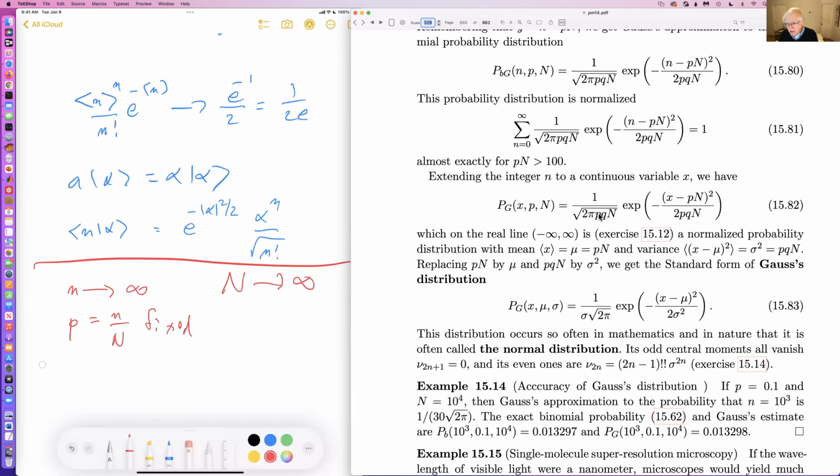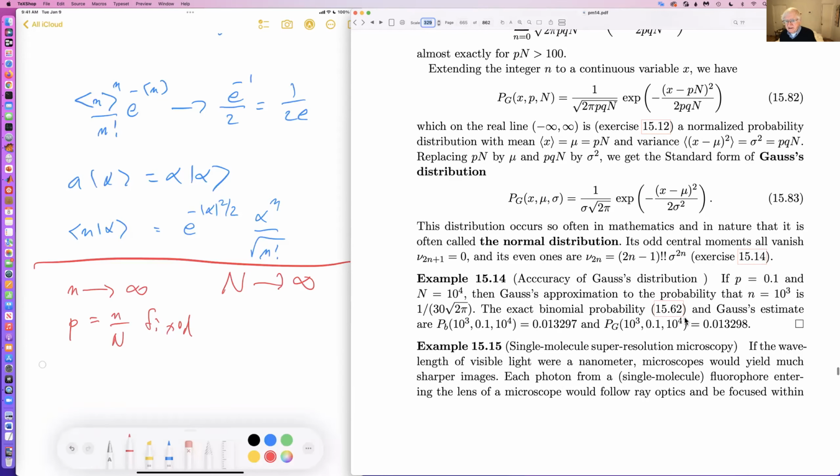Sigma squared, so a sigma comes out. So it's 1 over square root of 2 pi sigma e to the minus x minus average value of x squared over 2 sigma squared. And this distribution occurs all the time in mathematics and physics, especially in physics and in nature, and it's often called the normal distribution. So in other words, this is what you expect. If you don't have that, something funny is happening and you need to look and see what is it that's going on.